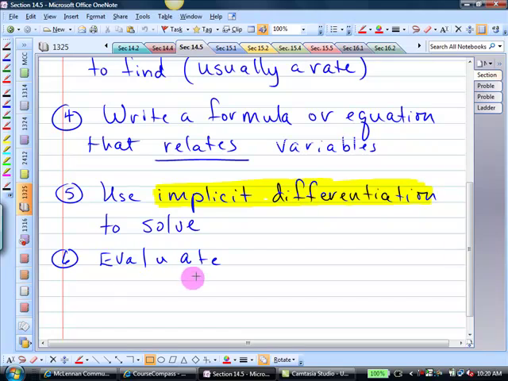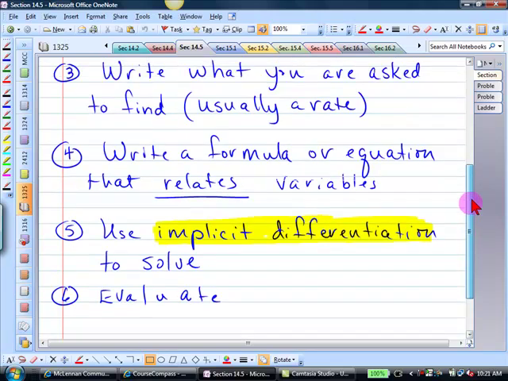And that evaluate means, okay, now give me the answer in an answer form. Like if I asked you how fast the radius is changing, I don't want you to just write dr dt equals. I want you to say the radius is changing at 4.3 meters per second, whatever. So that needs to be there. Okay? Everybody good? Okay. All right.